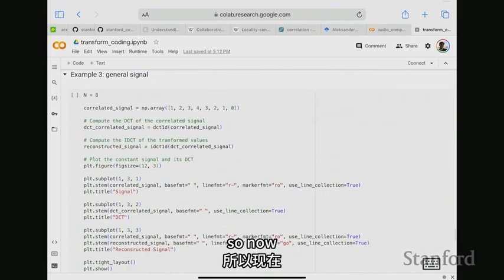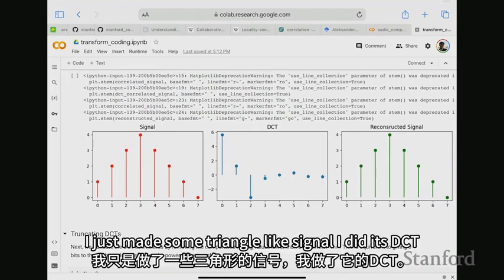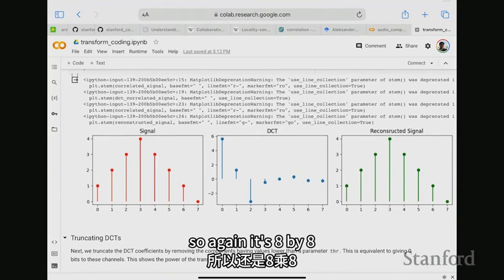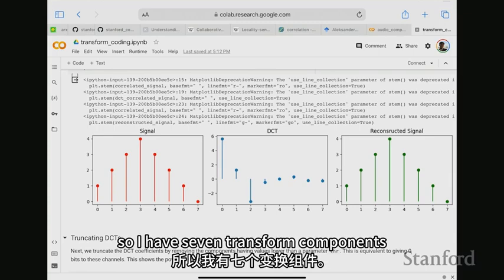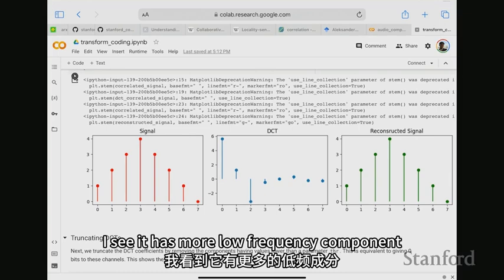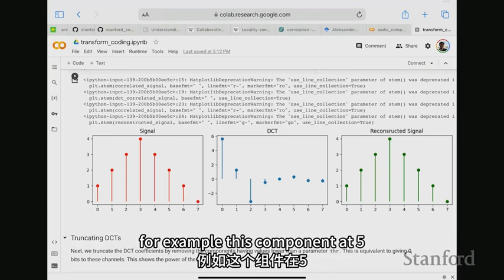Okay, so now let's look at another example where we just have a general signal. I just made some triangle-like signal. I did its DCT. So again, it's 8 by 8, so I have 7 transform components. Now for this signal, I see it has more low frequency component, but there is some non-zero high frequency component. For example, this component at 5.